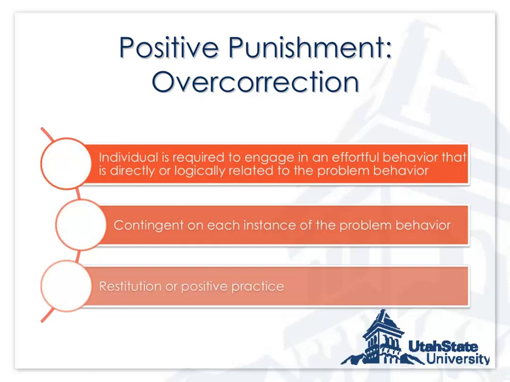Overcorrection is an intervention based on positive punishment, where the individual is required to engage in an effortful behavior that is directly or logically related to the problem behavior, contingent on each instance of the problem behavior. Two different types of overcorrection procedure will be presented next: restitution and positive practice.